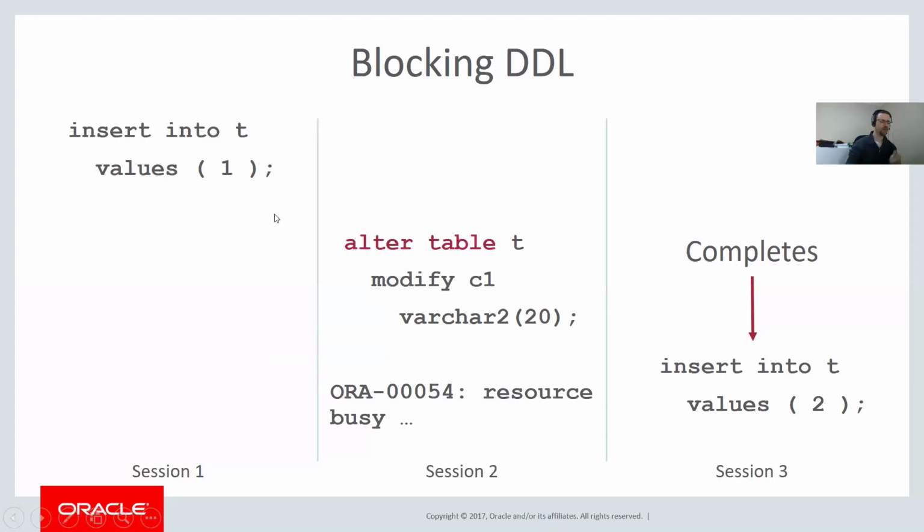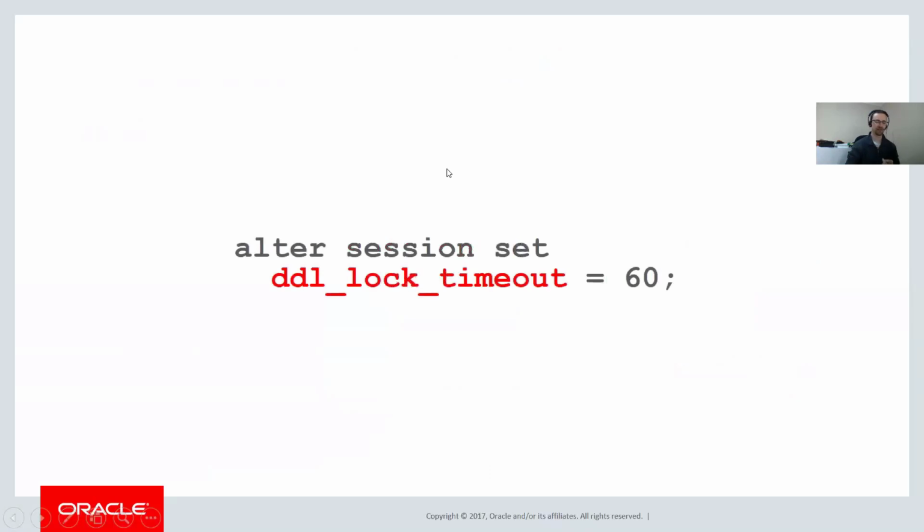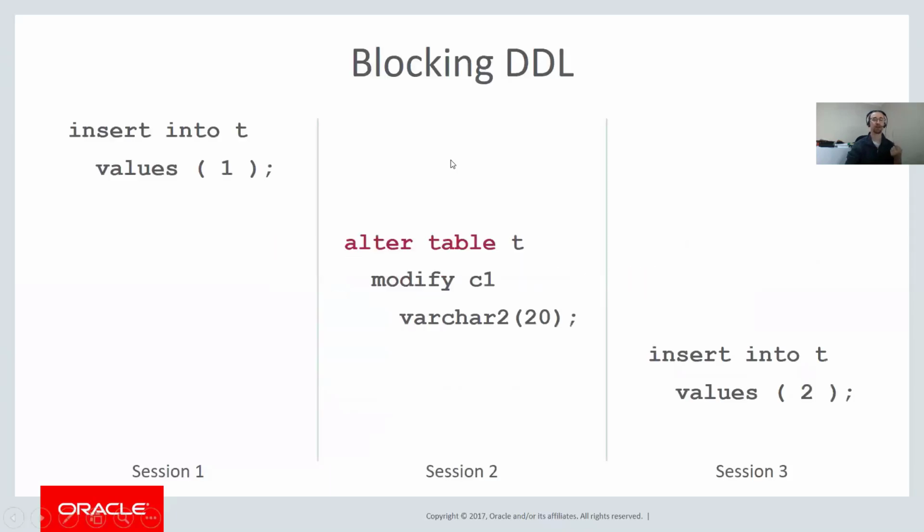Now, one technique you can do, and one thing people might notice, is there's this DDL lock timeout parameter. When you set this, if you've got a blocking DDL and it is waiting on some other DML to finish, it will then pause for that duration. So we said 60, so that's 60 seconds. We are now in a situation where session 2 is waiting on session 1 for 60 seconds.